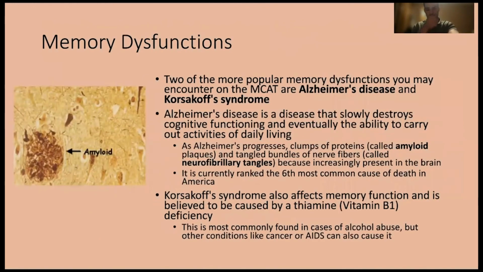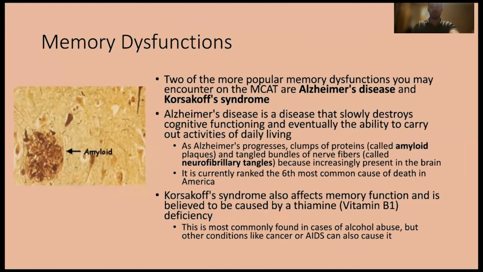Okay, memory dysfunctions. These aren't super high yield, but the two most common ones are not hard to know, so you definitely should know them, because Alzheimer's definitely does pop up on the MCAT. So two of the more popular ones that they see are Alzheimer's disease and Korsakov syndrome.